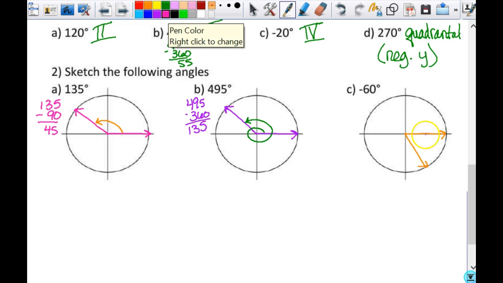And then this time my arrow goes this way to show that it's a negative angle where I end up. Okay, everybody okay with all that? Any questions? Awesome. All right, so let's look at these.